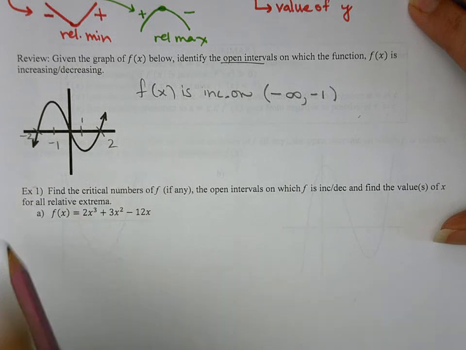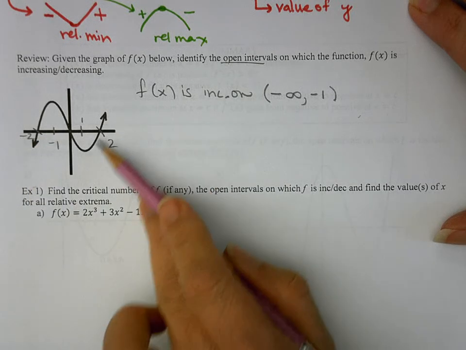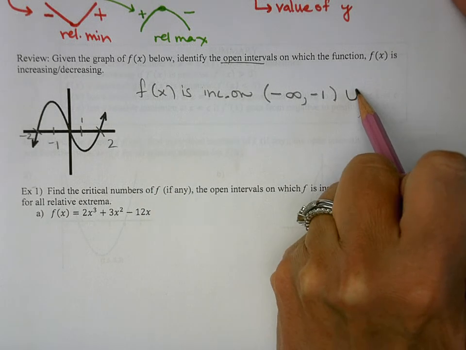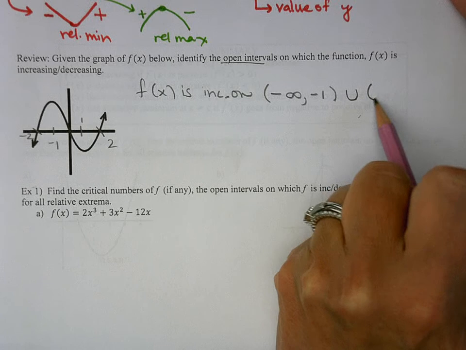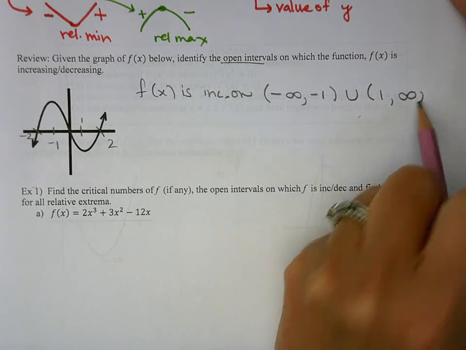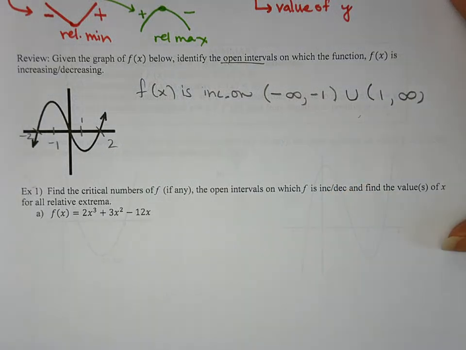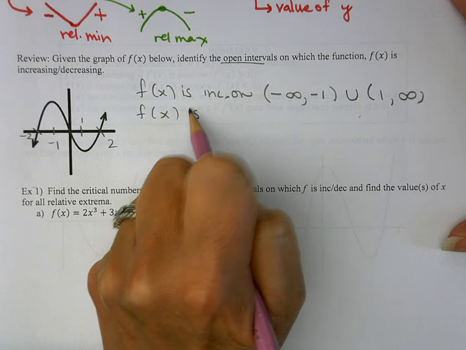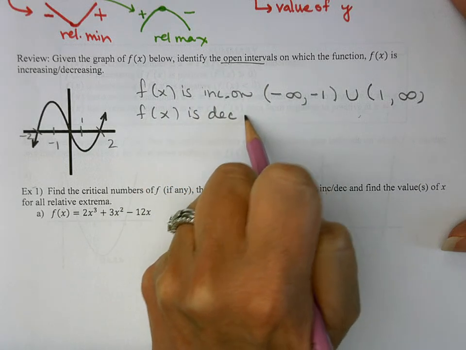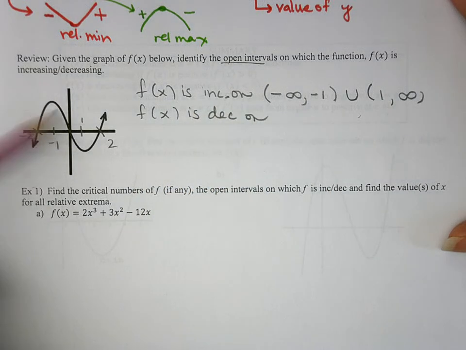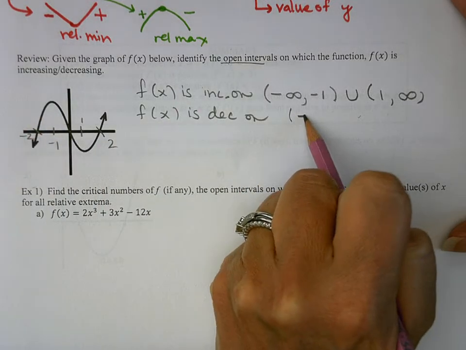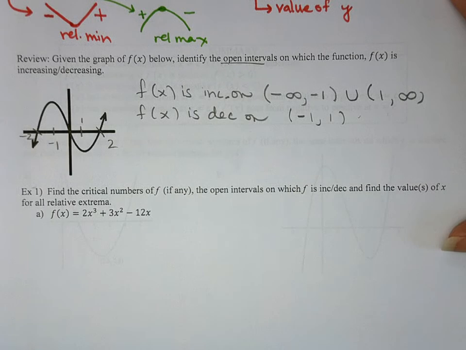And then it's increasing again on this little section right here as well. So increasing meaning going uphill. And so we use that union symbol, remember that? And then that is from 1 to positive infinity. So again, that's just visualizing, where is it increasing? So then it's decreasing whenever it's going downhill as we move from left to right. So f of x is decreasing. So that would be just this middle section right here. And that would be from negative 1 to positive 1.